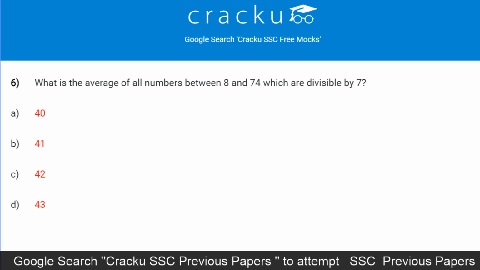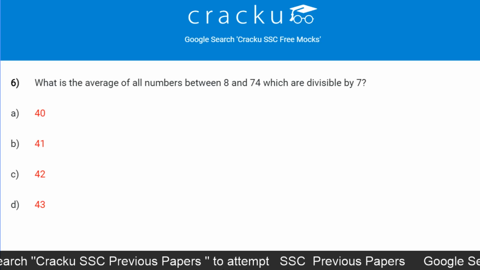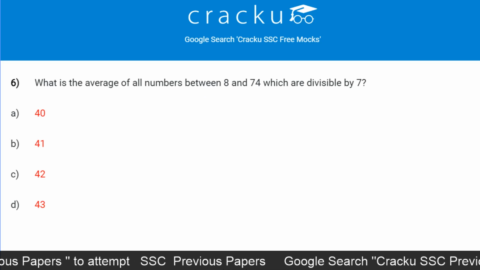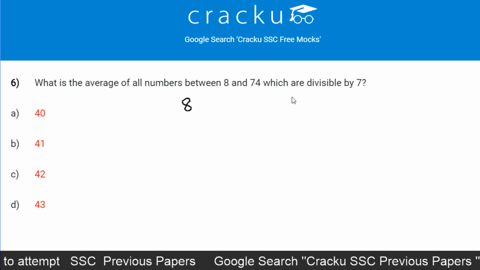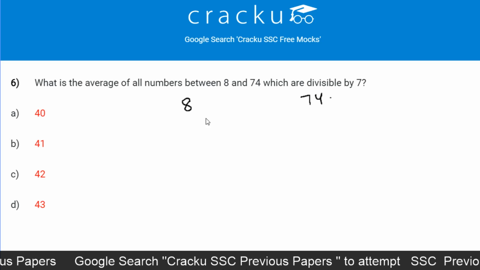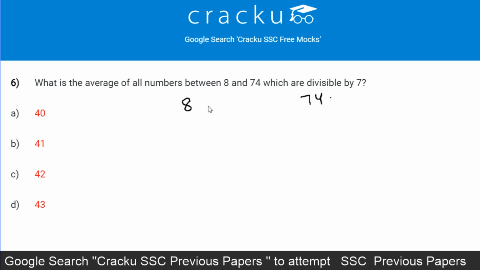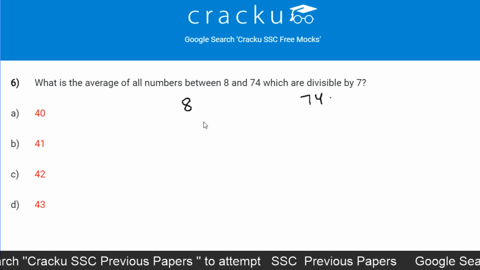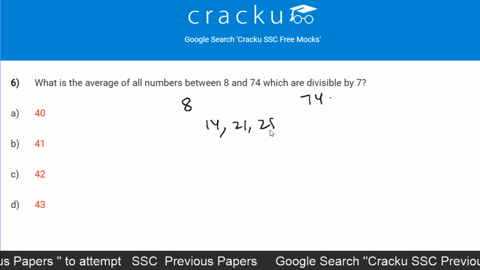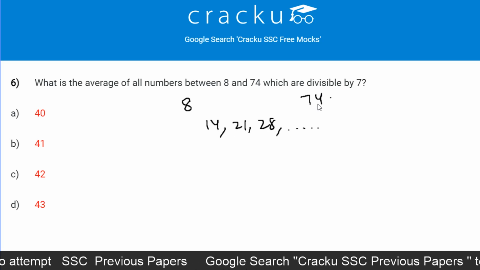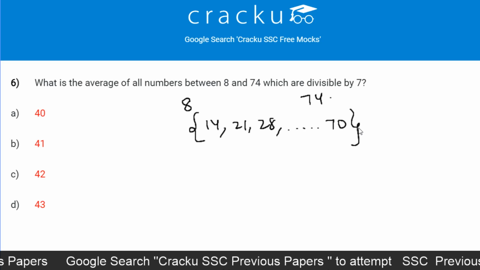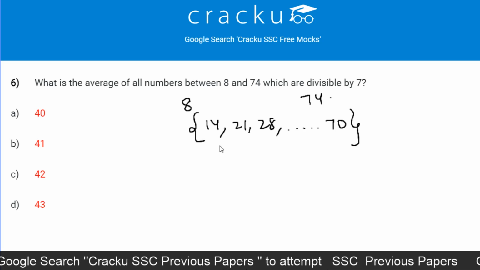What is the average of all the numbers between 8 and 74 which are divisible by 7? So between 8 and 74, what are the numbers which are divisible by 7? 14, 21, 28 and so on till the multiple of 7 before 74 is 70. Now we have to find the average of all these numbers.